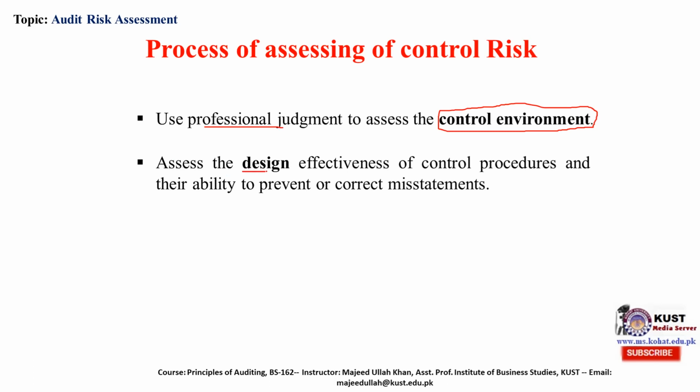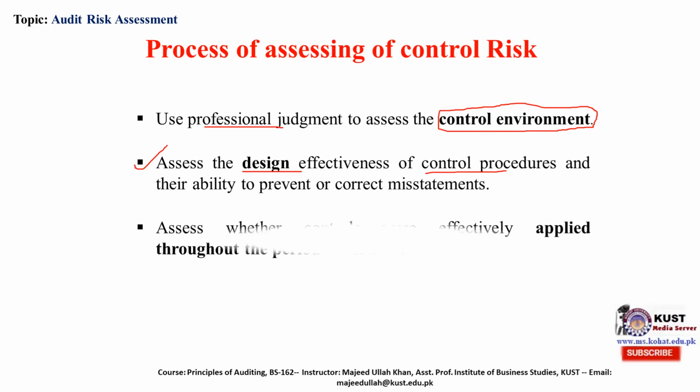Then what is the design effectiveness of internal control procedures? Are the control procedures effective to prevent any fraud, to prevent any misstatement, to prevent any embezzlement of funds or misuse of any assets? That is the second step to assess the internal control system.